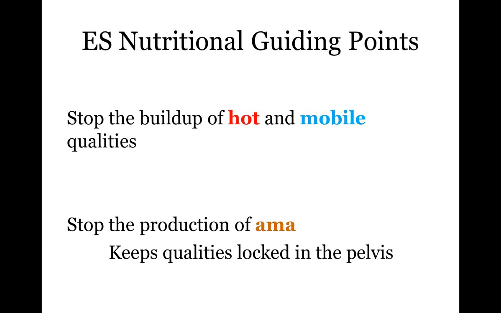So the energy science nutritional guiding points here are to stop the buildup of the hot and mobile qualities that come into your physiology through the choices of foods that you make, but you don't look at a piece of broccoli in terms of hot and mobile, so how would you know? And that's why the nutritional formats are so important. The next thing is to stop the production of AMA, and this keeps these qualities locked in the pelvis, and this material is actually produced by lifestyle choices around the eating process that we covered in session 2.